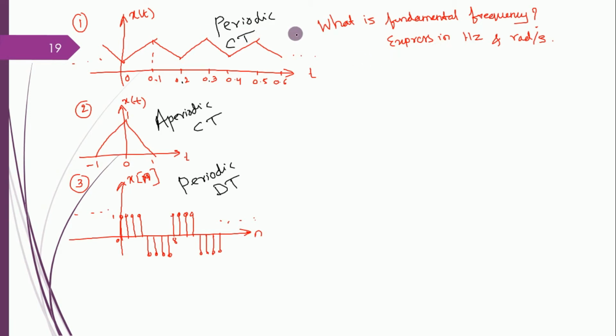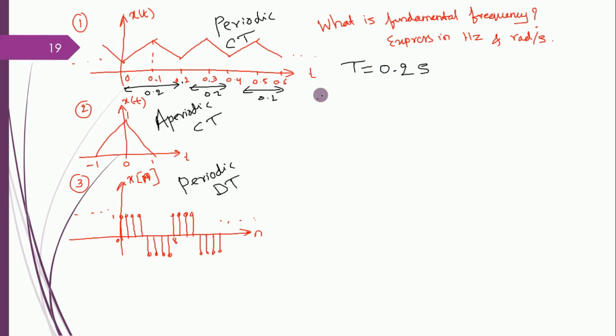So here what I have to do is, we decided that x of t is a periodic signal in the first case. Now what is the fundamental period? The fundamental period here is, you can see that this is going to stay for 0.2 seconds, again for 0.2 seconds it is repeating, and again for 0.2 seconds it is repeating. Hence T is 0.2 seconds. This is your fundamental period.